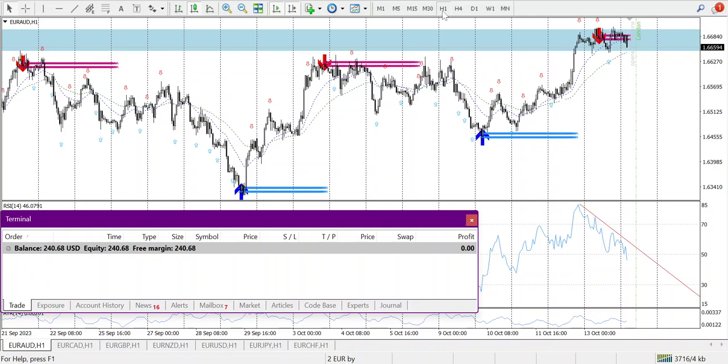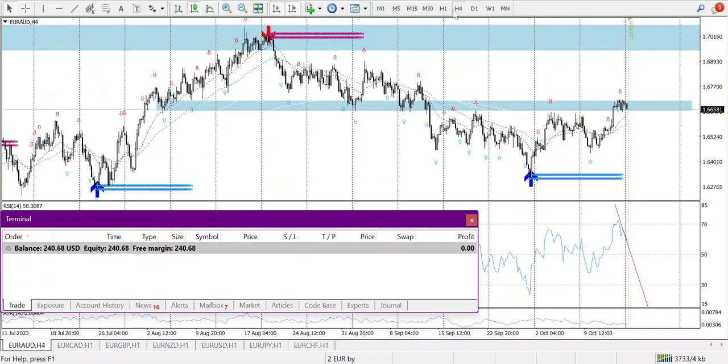but oh my god, is it range trading or am I making some mistake? Am I making a mistake taking a trade here? Let me see.